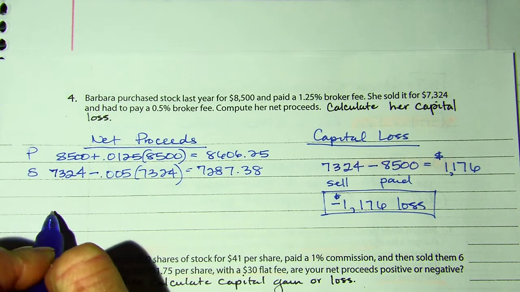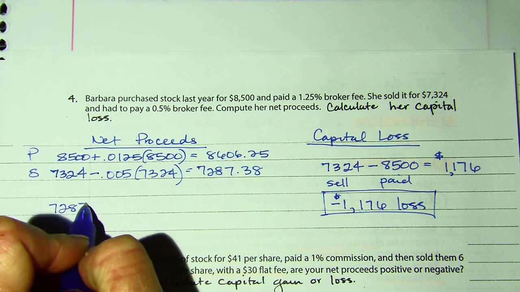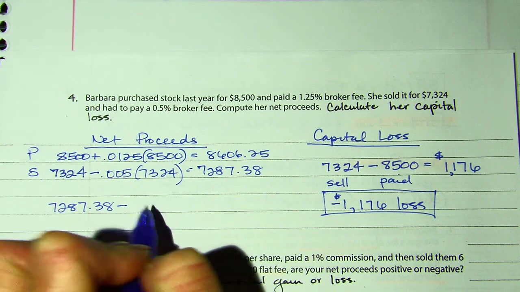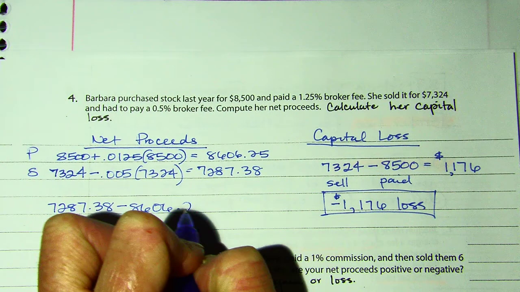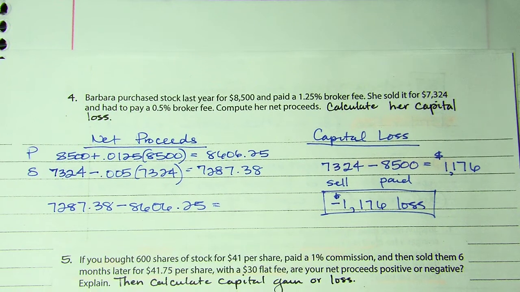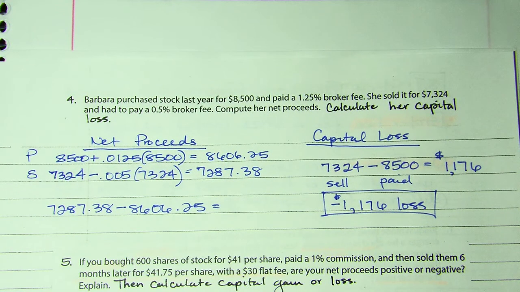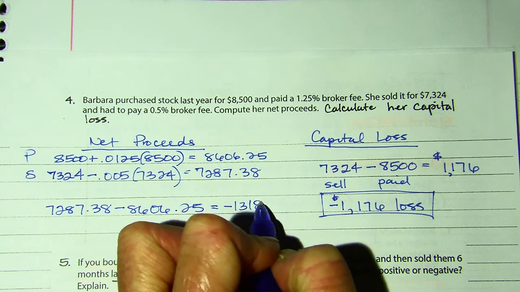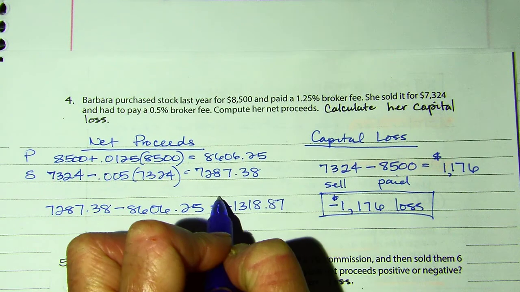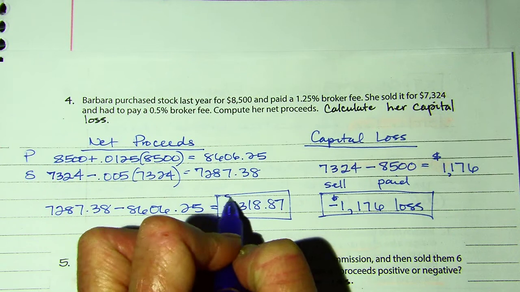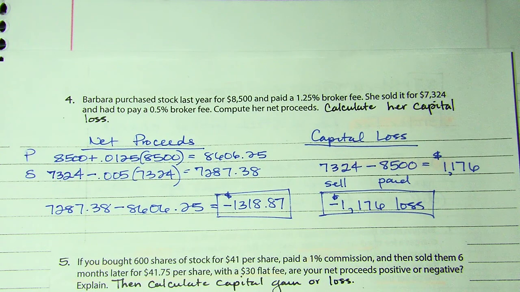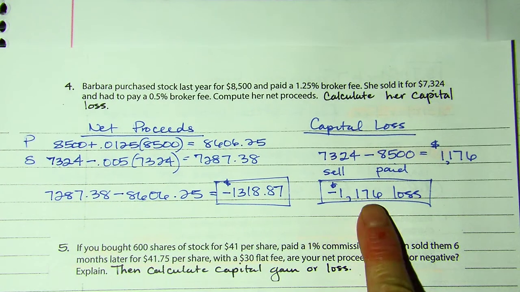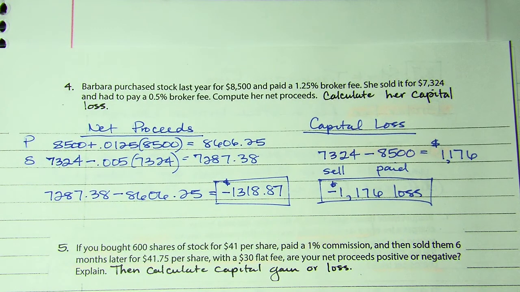So her net proceeds, in this case, this is how much she purchased, this is the sell. So she's going to have a negative net proceeds because she sold it for less than she purchased it for. So if you calculate that difference, $72.8738 minus $86.0625, she has a negative net proceeds of negative $13.1887. So notice the amounts are different. Capital gain or capital loss does not take into consideration what you paid your broker.